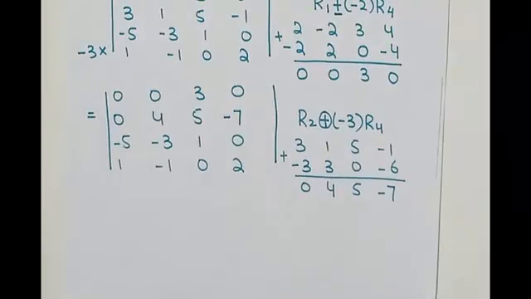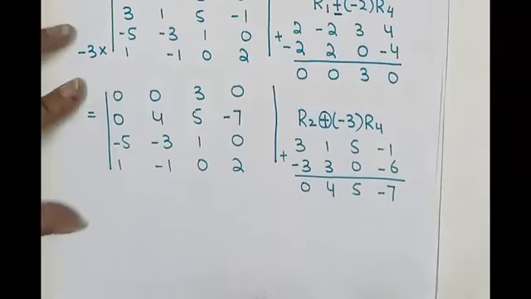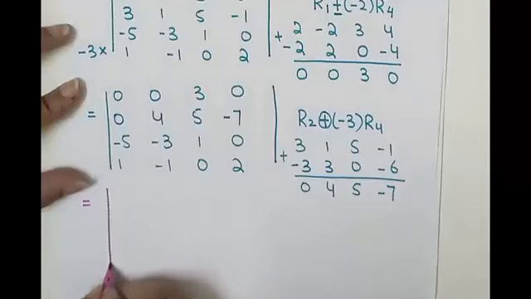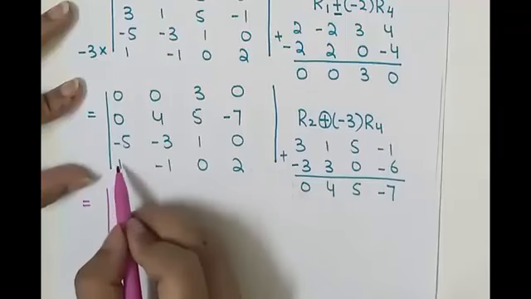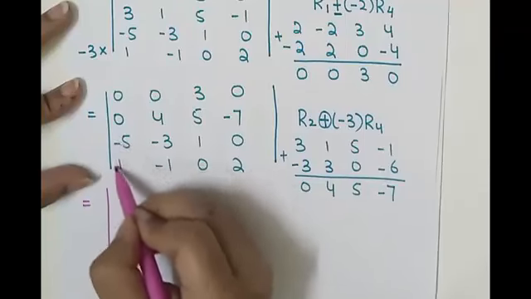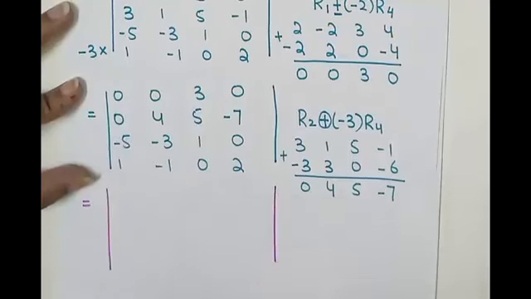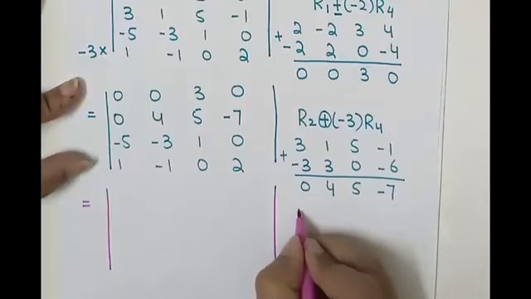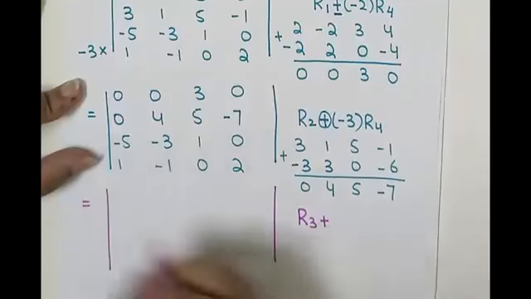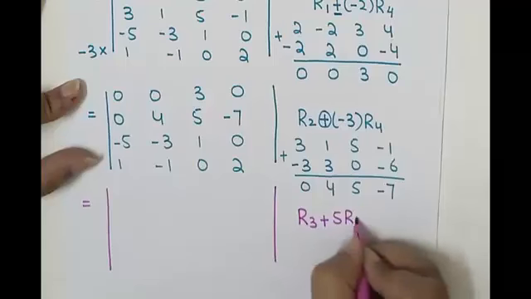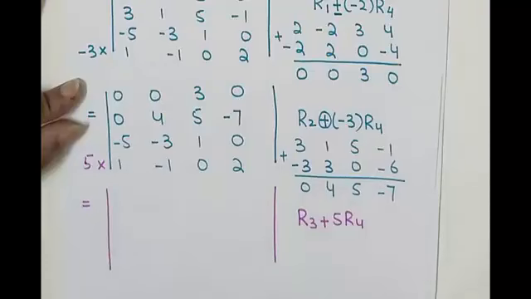Now we wish to make 0 at the place of this minus 5. So how can we do it? This is minus 5. If we multiply 5 with this row, here we can get 5, and then adding these two rows we can get 0 here. So the operation will be R3, because we wish to bring a change in R3, plus 5 times R4. So multiply 5 with this R4.